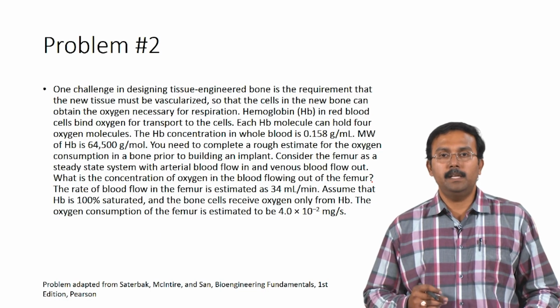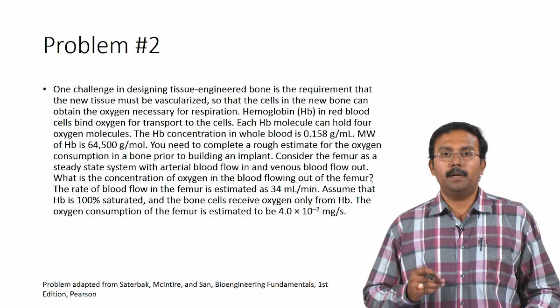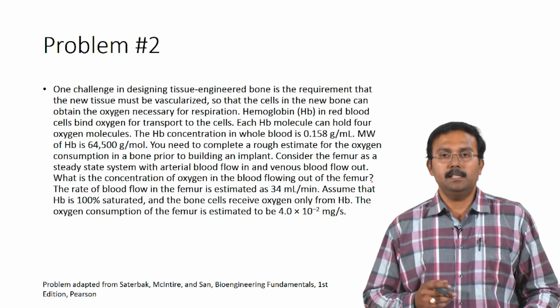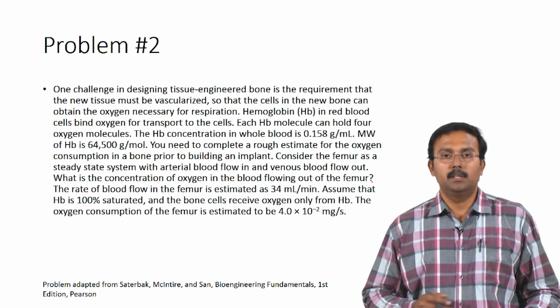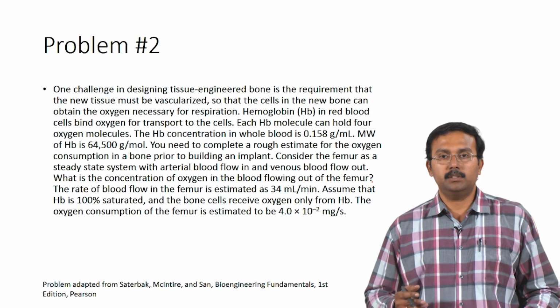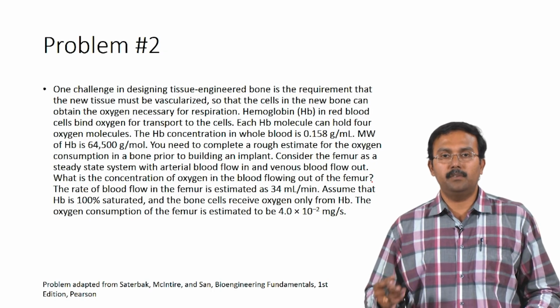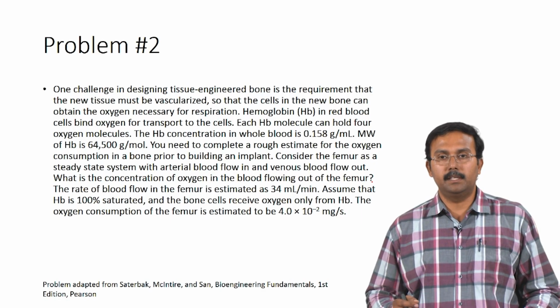You need to complete a rough estimate for the oxygen consumption in bone prior to building an implant. Consider the femur as a steady state system with arterial blood flow in and venous blood flow out. What is the concentration of oxygen in the blood flowing out of the femur? The rate of the blood flow in the femur is estimated to be 34 ml per minute.